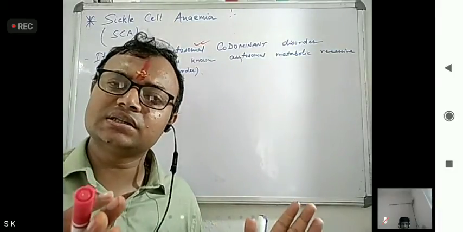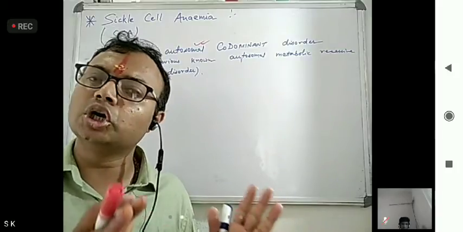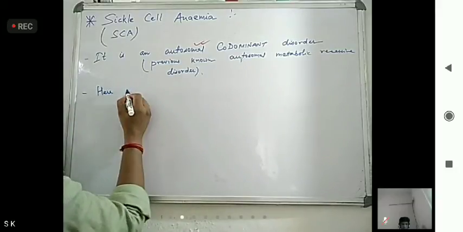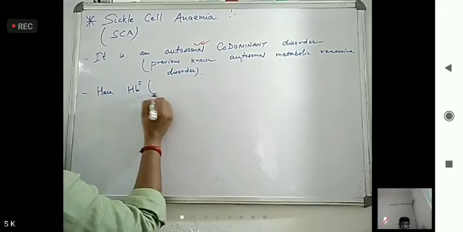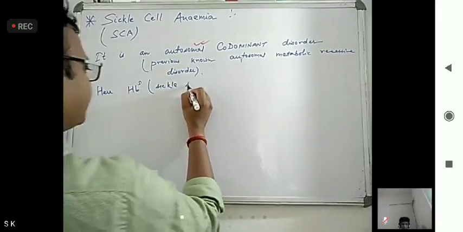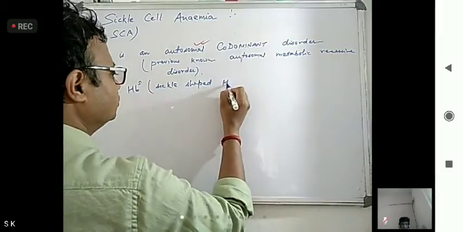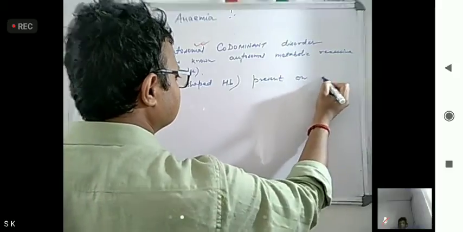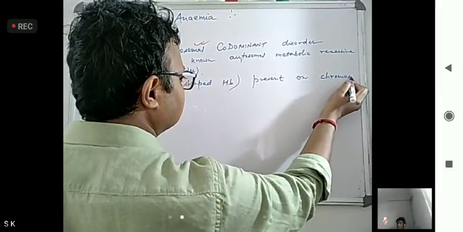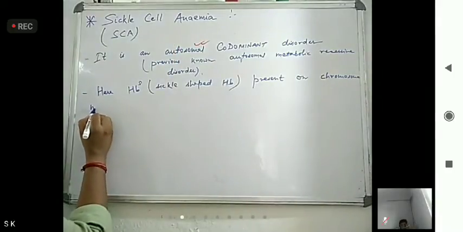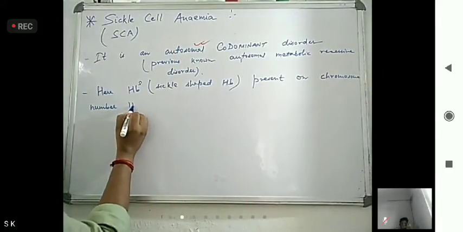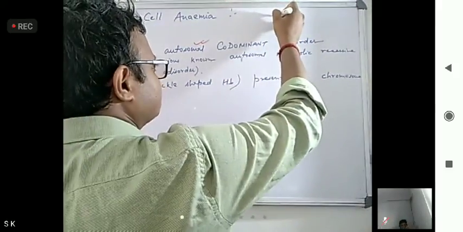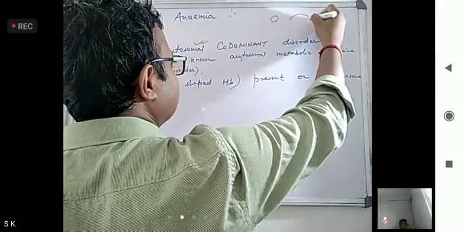Okay, now what happens in this sickle cell anemia? HbS means sickle shaped hemoglobin present on chromosome number 11. Here HbS, sickle shaped hemoglobin present on chromosome number 11. This is also important, that generally the shape is rounded, so it becomes sickle like.